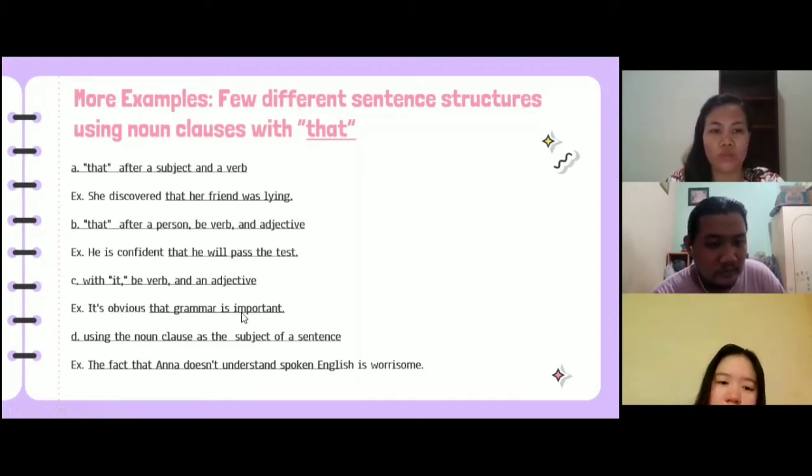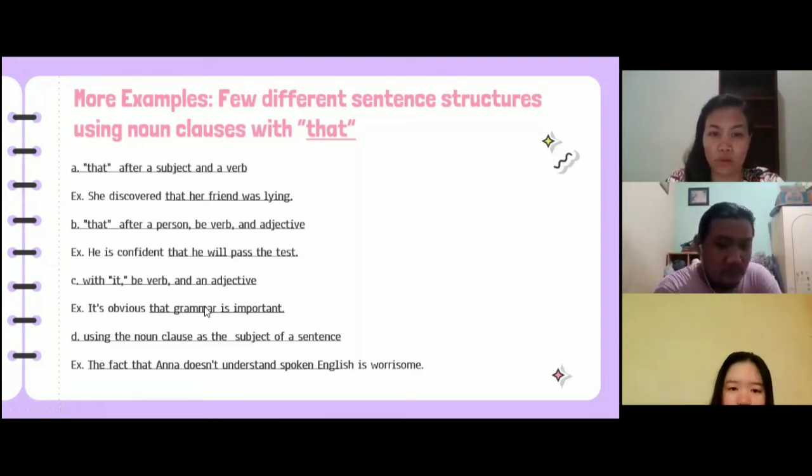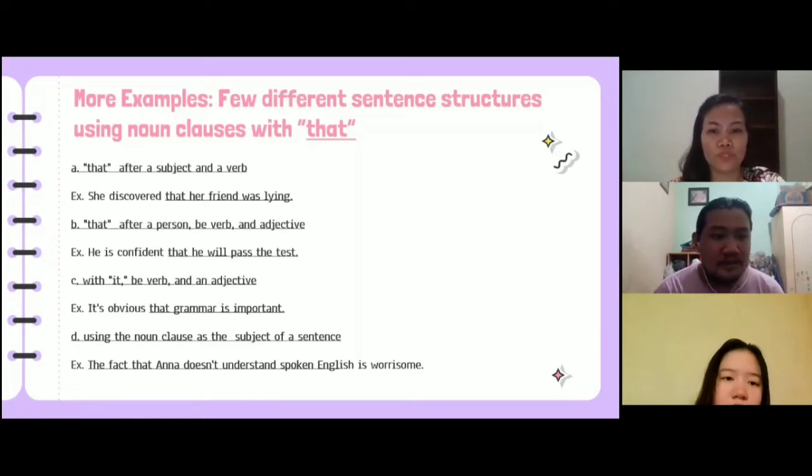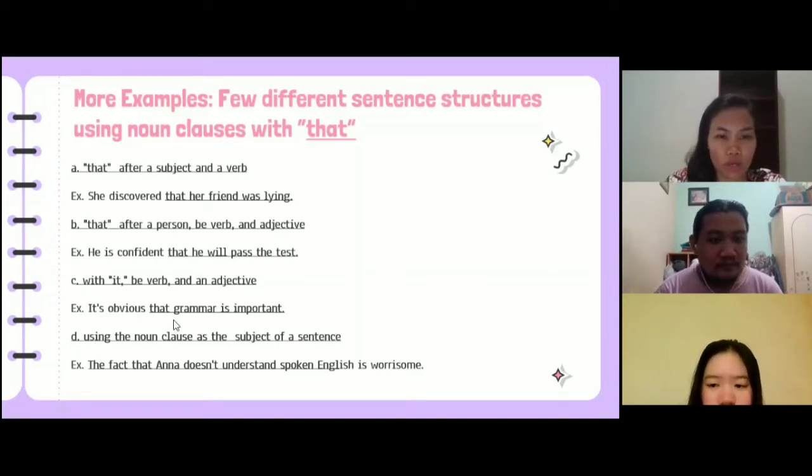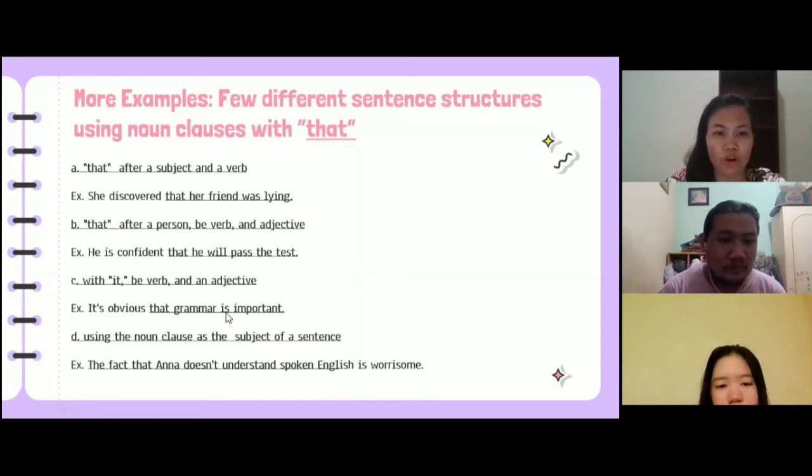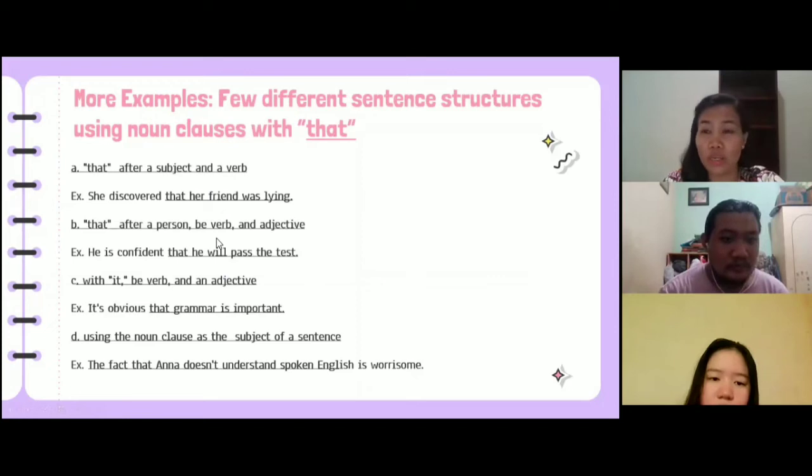So the third sentence structure I want to discuss is with a be verb and an adjective. In this case, it's obvious that grammar is important. You can also use a lot of different adjectives in this place, for example, possible, true, with our noun clause with that. And you can see this noun clause has a subject, grammar, and the verb is.